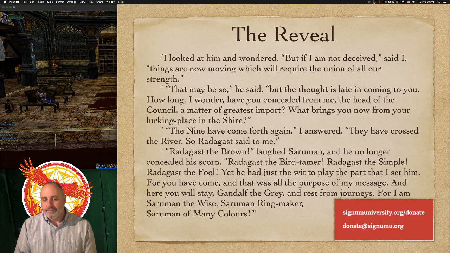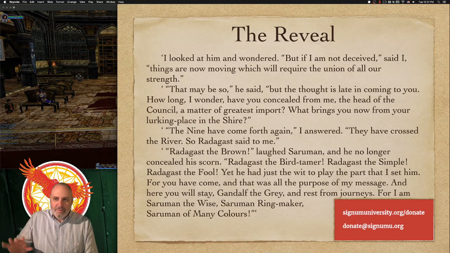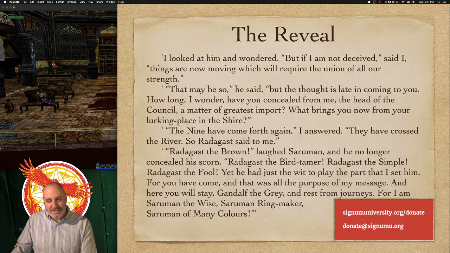Anyway, so lots of reasons for him to keep his own counsel, but notice what seems to me the center of that question. The question as Saruman asks it to Gandalf, how long, I wonder, have you concealed from me the head of the council? A matter of greatest import. He makes it into not just an act of sneakiness on Gandalf's part, but of disobedience, right? I am the head of the council. How dare you conceal from me, the head of the council, a matter of greatest import, right? That he should be included in like the group of people who are on a need-to-know basis about what Gandalf has discovered, that is not okay, right?